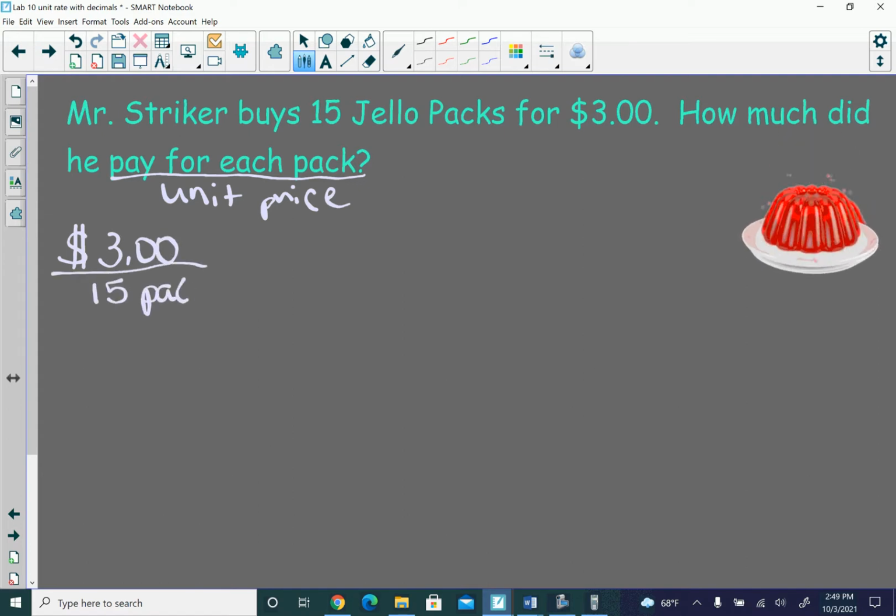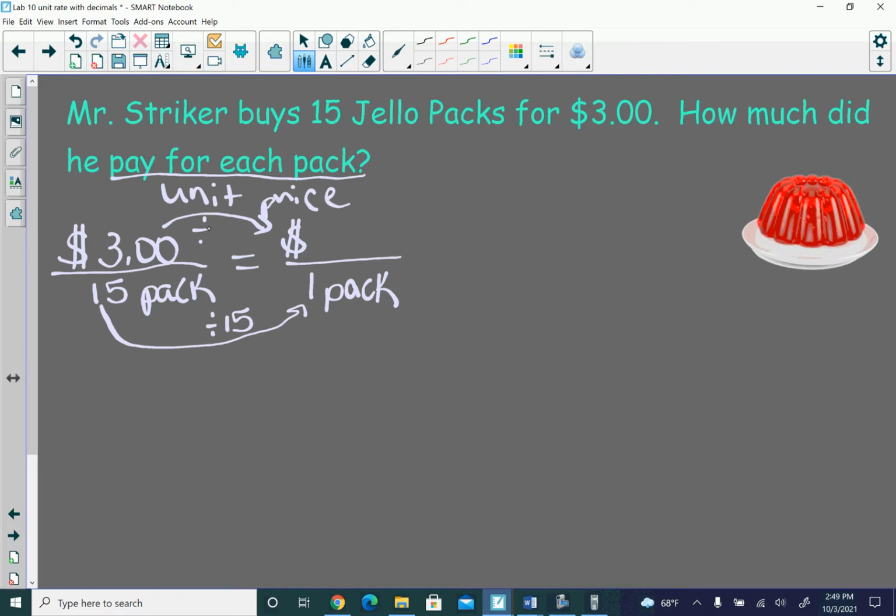Well, because if I'm looking at unit price, it's always how much money, right? Pay for each pack. Pay was first, that's your money. The pack was your denominator. So whenever you have money questions, the money tends to be our numerator. And my job is to figure out how much of that money it is for one of those packs. So 15 divided by 15 will give me 1. So I have to take $3 and divide by 15 to figure out how much each one of those packs was.